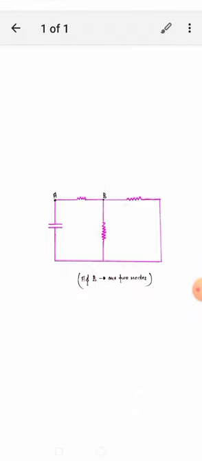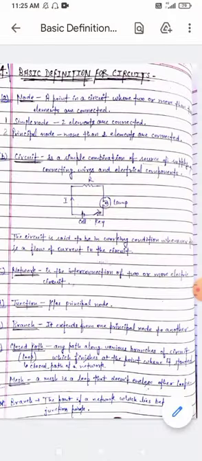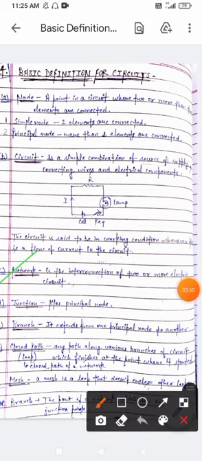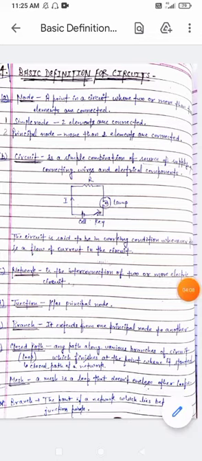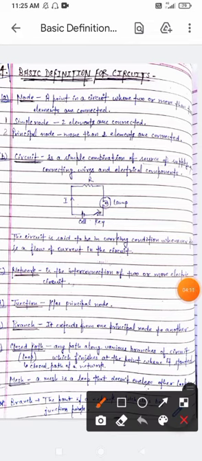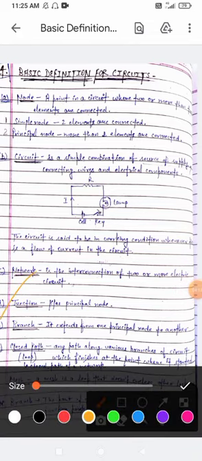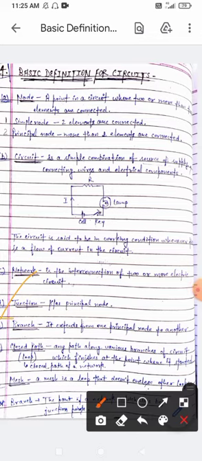Now let's discuss the third definition. What is a network? A network is the interconnection of two or more electric circuits. That is, when more than two circuits are connected, then it is known as a network. Next definition is junction. Junction is also known as principal node. Here we discuss principal node.